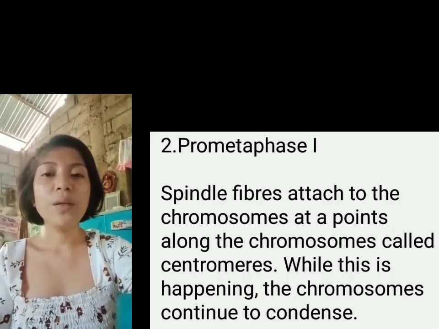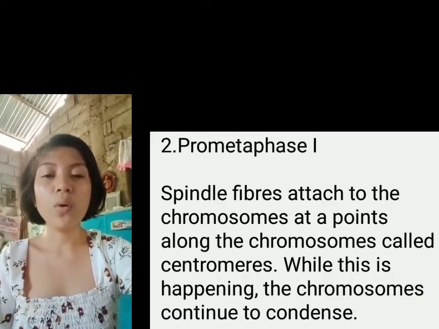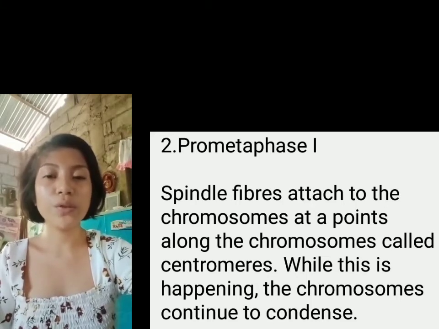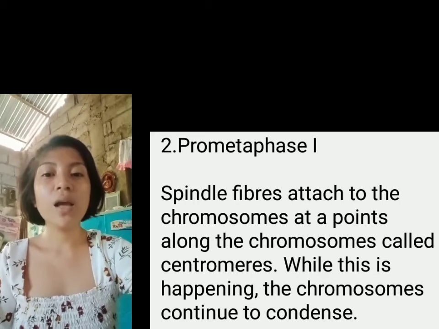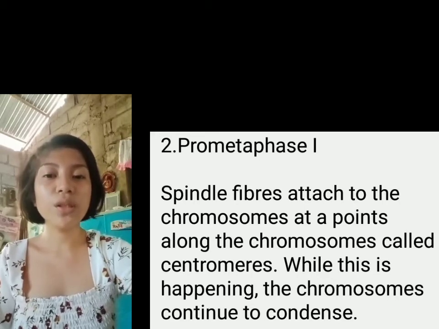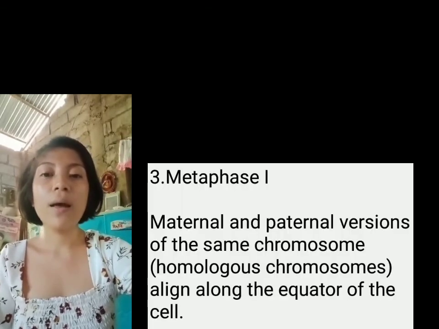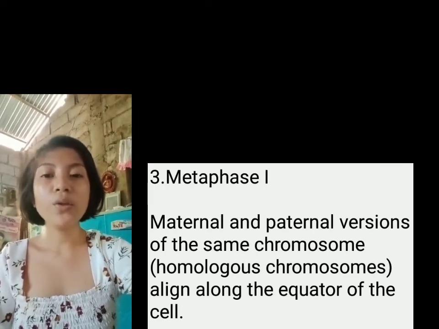Prometaphase 1. Spindle fibers attach to the chromosomes at the point along the chromosomes called centromeres. While this is happening, the chromosomes continue to condense. Metaphase 1. Maternal and paternal versions of the same chromosome align along the equator of the cell.